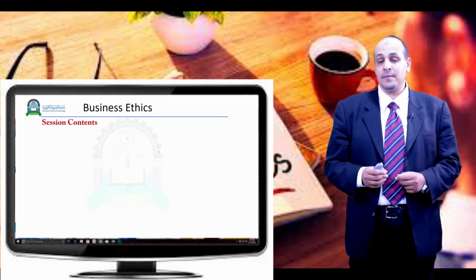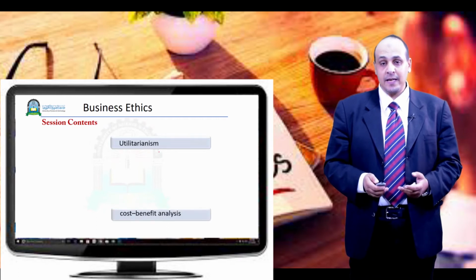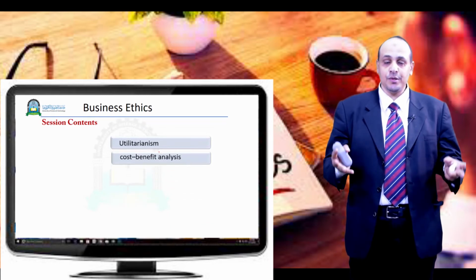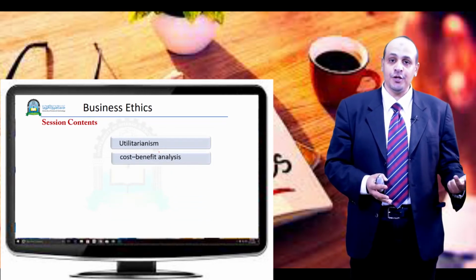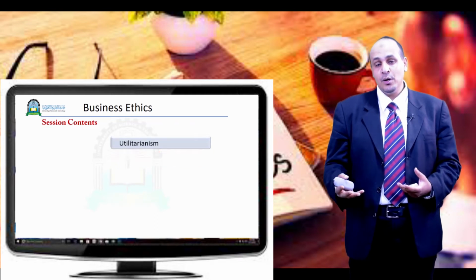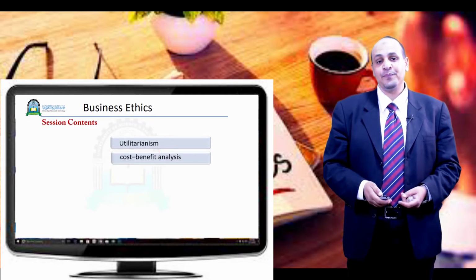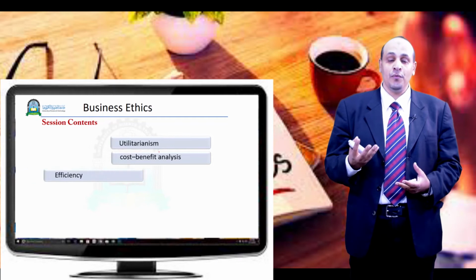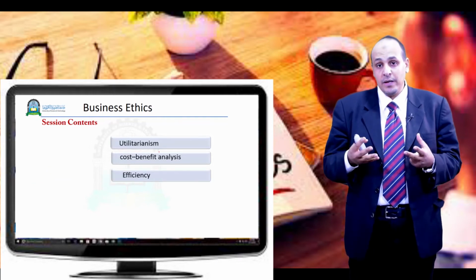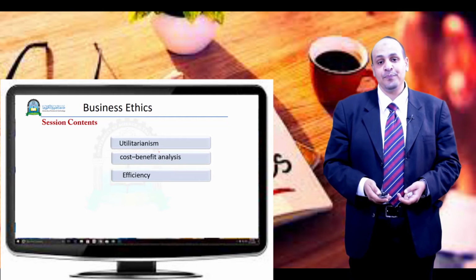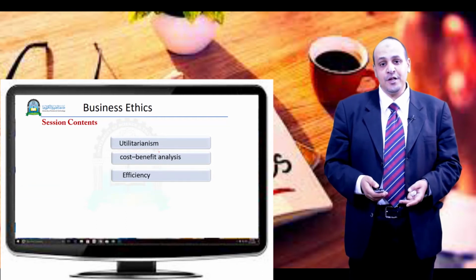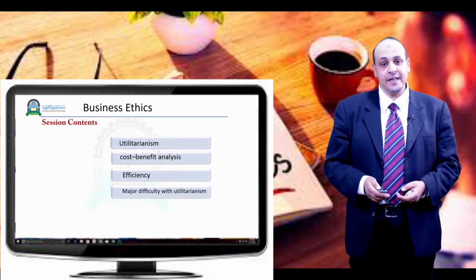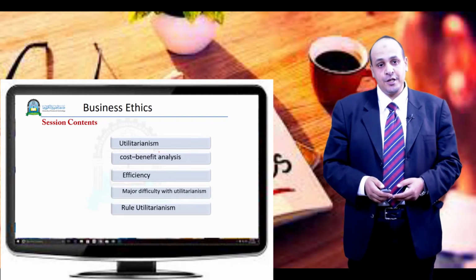The word utilitarianism as a concept, and the cost and benefit analysis. When it comes to utilitarianism, we're addressing the whole society and considering business issues. For example, when establishing a project, we need to understand and develop this kind of analysis. We also need to talk about efficiency, because efficiency falls at the core of the meaning of the principle of utilitarianism. And we will talk about the major difficulty with utilitarianism. We will also talk about rule utilitarianism in business in general.